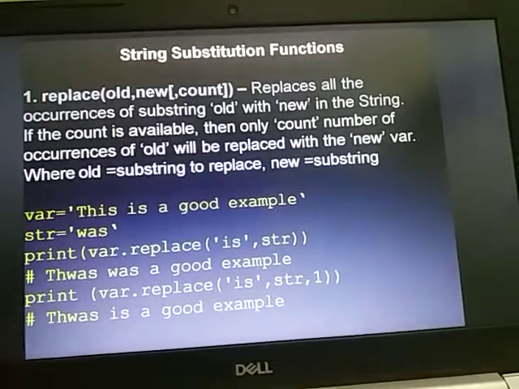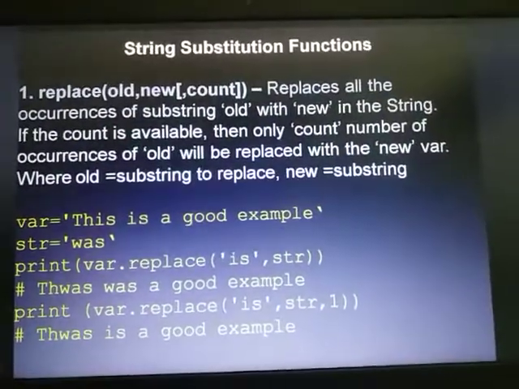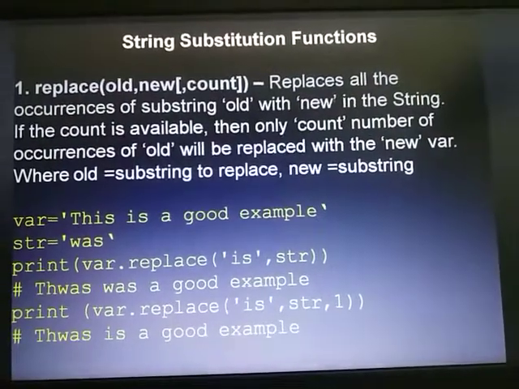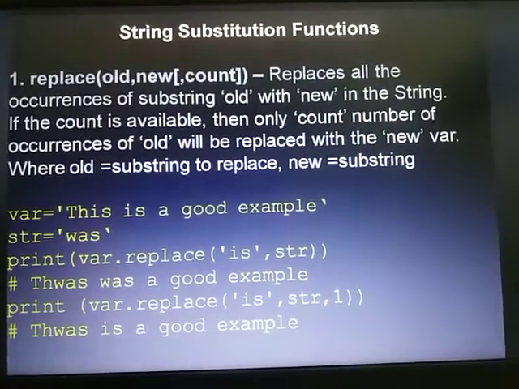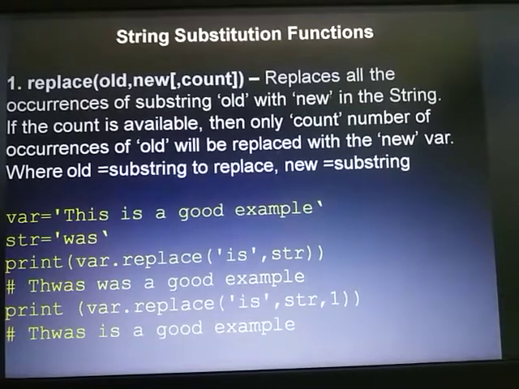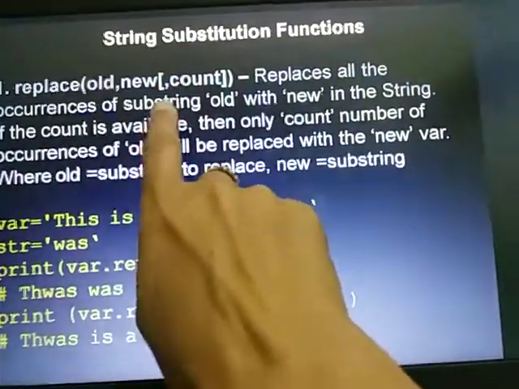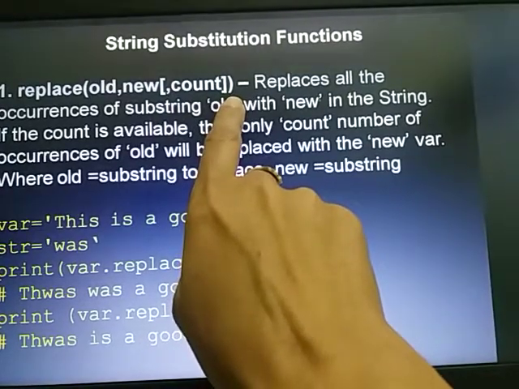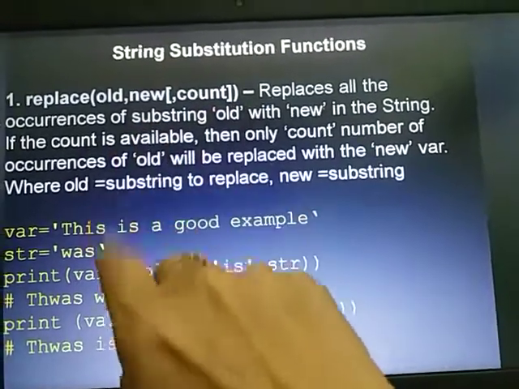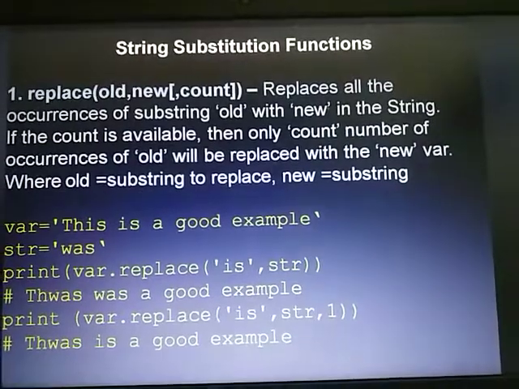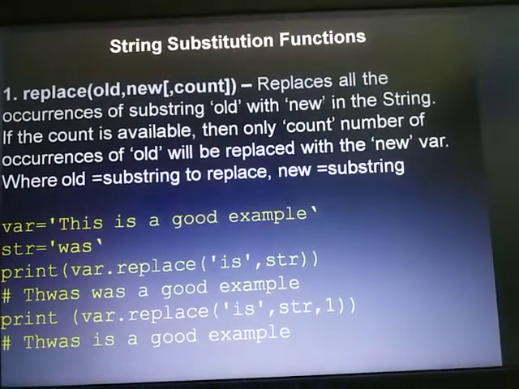Now these are the string substitution functions. The first one is replace. It receives three parameters: old string, new string, and count, where count is optional. As you can see here, the square bracket indicates an optional parameter. The role of this is to replace an old value with a new value in a string.